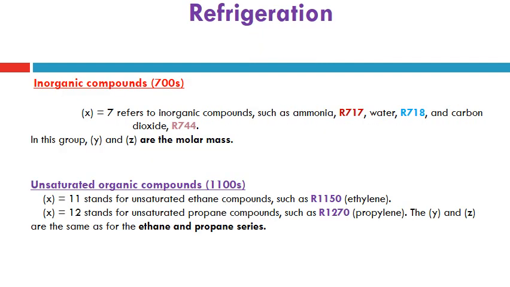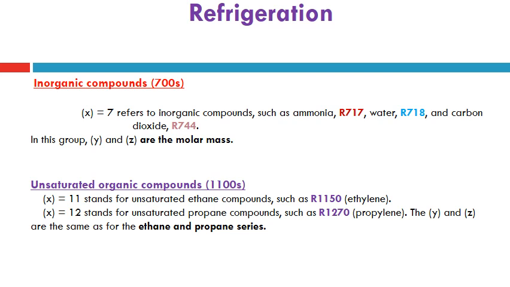Inorganic compounds, 700s family. When X equals 7, it refers to inorganic compounds such as ammonia, water, and carbon dioxide. In this group, Y and Z are the molar mass. For example, NH3 contains 1 nitrogen atom and 3 hydrogen. The weight of nitrogen is 14 and the weight of hydrogen is 1, so 14 plus 3 equals 17. So the 700 family for ammonia will be named as 717.